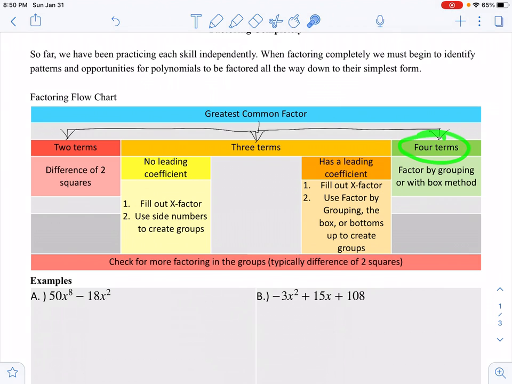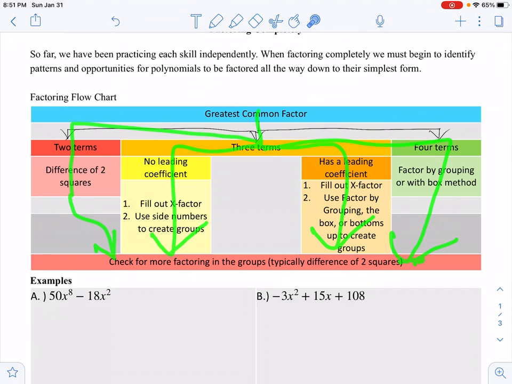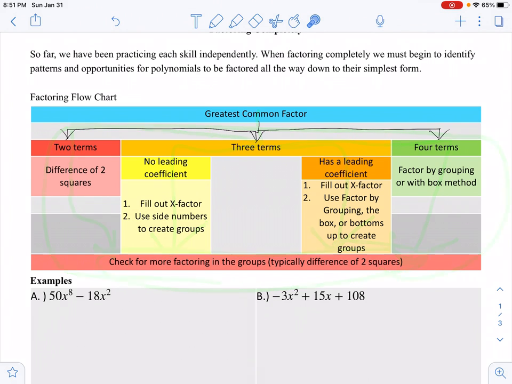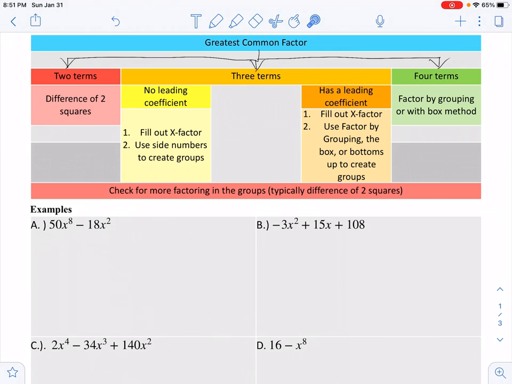The last thing is if there's 4 terms. If there's 4 terms, you're going to want to factor by grouping or use the box method. And then once you've completed, so again, this is a flow chart, you're always going to check to see if there is more factoring that you can do. So once you've done this, you go back up and check to see if there's more that you can do. I'm going to try and show you, following this flow chart the best that I can, kind of what that would look like.